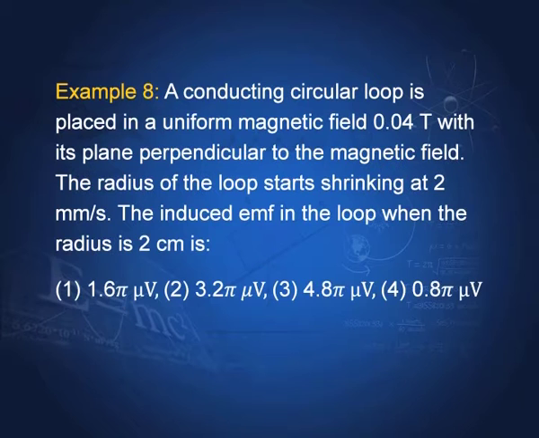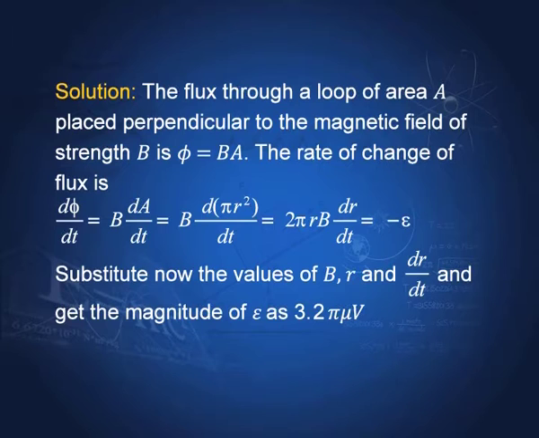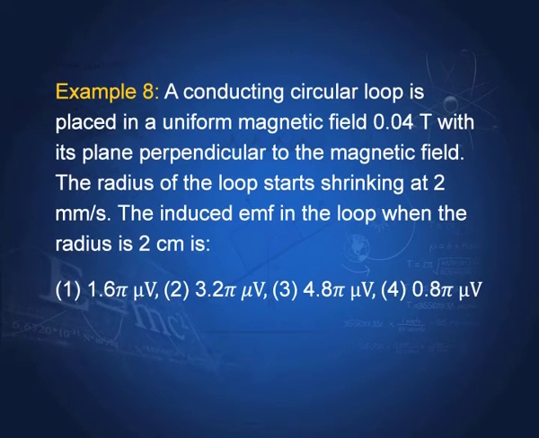We are given B equal to how much? 0.04 Tesla. Substitute all these values, B here, r here, dr by dt here, everything, and you will find the magnitude of the induced EMF is 3.2 pi microvolts. Simple, you see, r is 2 centimeters, B is 0.04 Tesla, dr by dt is 2 millimeter per second. So, everything is given. Substitute the values in this expression and you get E.